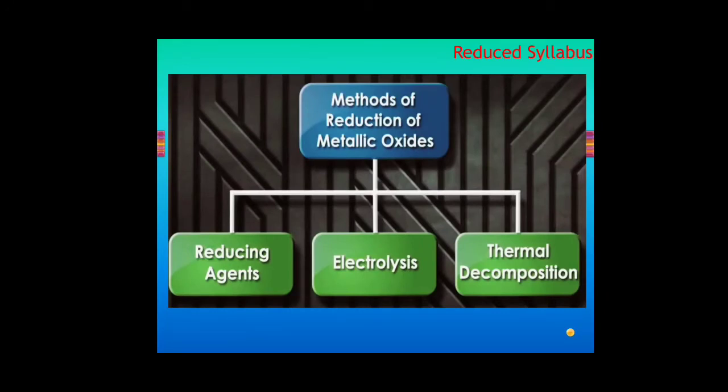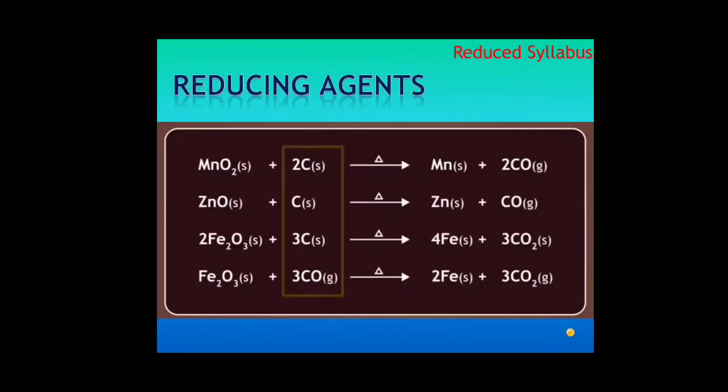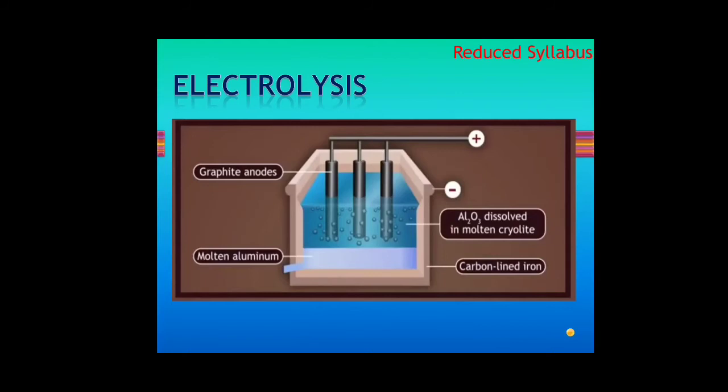Then we have some methods for reduction of the metallic oxide. In the previous step, we converted the metallic compounds into metallic oxides, and now the process is reducing the metallic oxide into the respective metals. That could be done either by reducing agents, by electrolysis or by thermal decomposition. The reducing agents could be carbon or carbon monoxide, which reduce the metals to give us the pure metals. From aluminium onwards, we need to use electrolysis for separating aluminium from aluminium oxide. It cannot be done by a reducing agent.